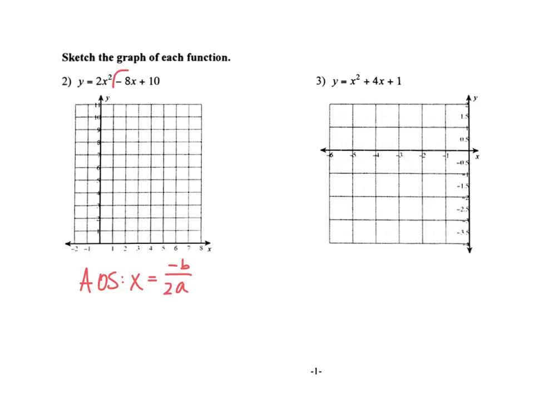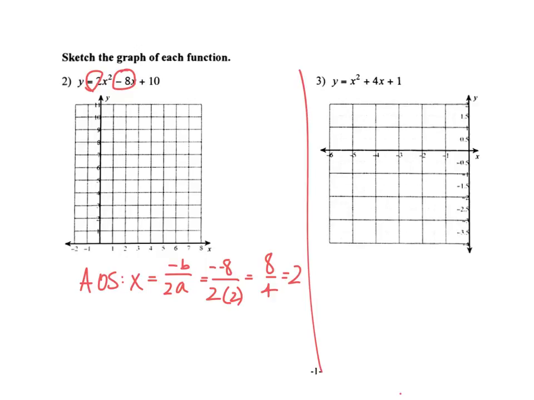b is the number in front of the x term, and a is the number in front of the x squared term. Since b is already negative, since -8 is already negative, this is going to be +8, or if you want to write -8, you can, over 2 times 2, which is going to be +8 over 4. So my axis of symmetry is x equals 2. That's this line down 2 right there.